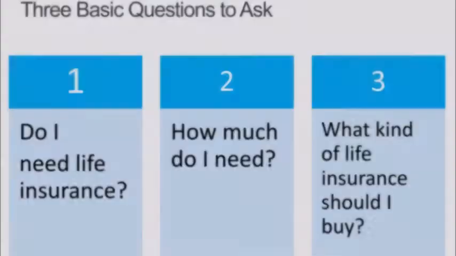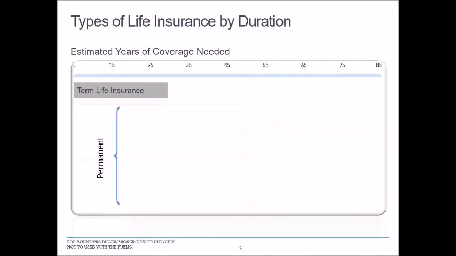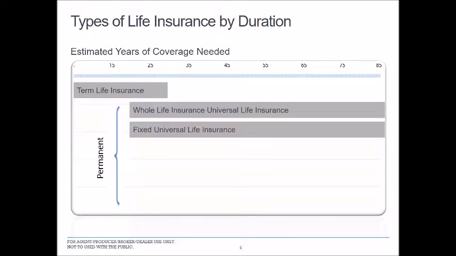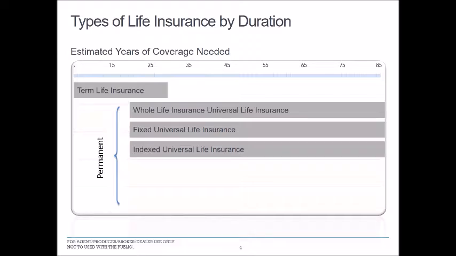That brings us to the next topic, a discussion of the products available in today's market. Generally, life insurance is divided into two broad categories: insurance designed to last a short period of time, called term insurance, and insurance which can last a person's entire life, usually referred to as permanent insurance.